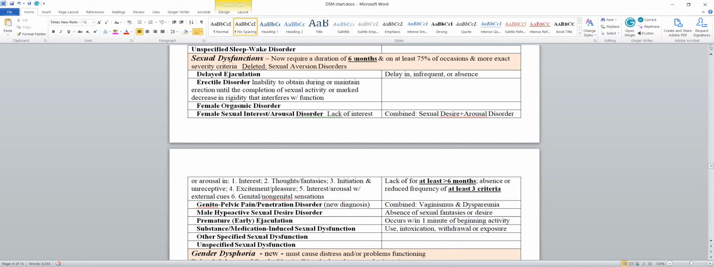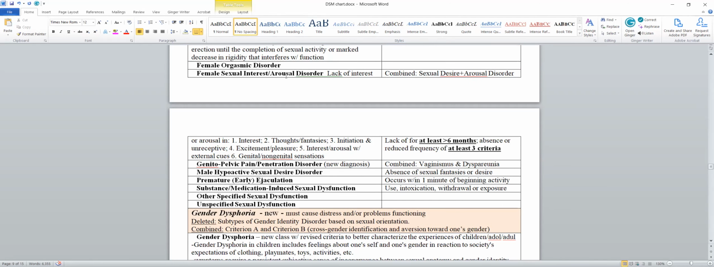So remember, the duration is at least 6 months and at least 75% of occasions. Delayed ejaculation: delay in, infrequent, or absent. Erectile disorder: inability to obtain erection, or maintain erection until the completion of sexual activity, or marked decrease in rigidity that interferes with function. Female orgasmic disorder.